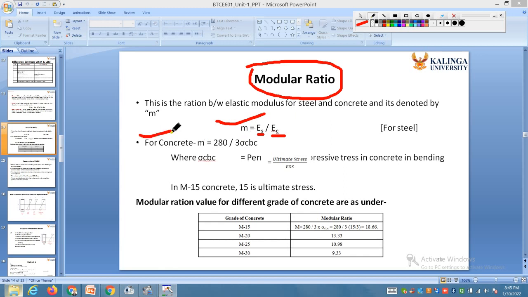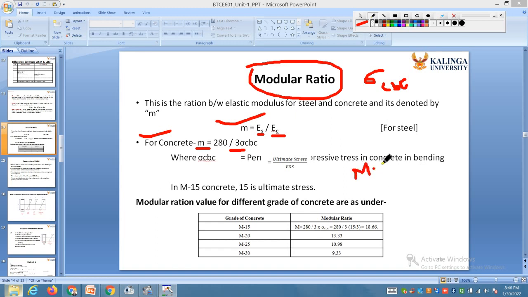And as per IS 456, how to determine modular ratio? m is equal to 280 upon 3 sigma CBC. If you refer to the annexure at the last, which is given in IS 456 for working stress method, there you will get this equation also and values for sigma CBC. Sigma CBC stands for stress in concrete under bending compression. These sigma CBC values are already given in IS 456, as I have mentioned in my last class.